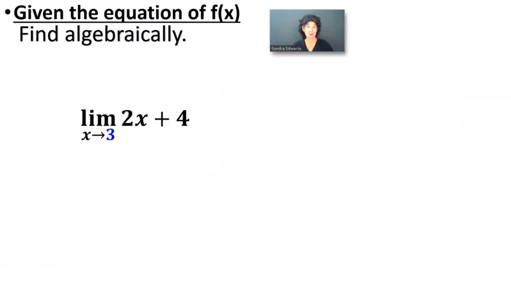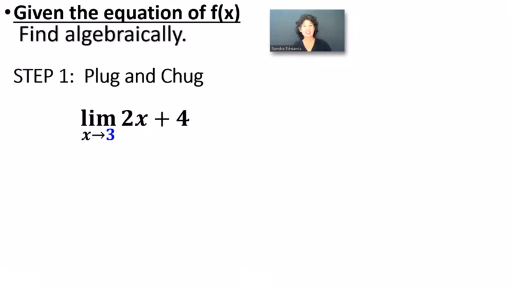The first step in evaluating a limit algebraically is what I call plug and chug. In other words, you're just going to substitute the number you're getting close to and then simplify. Substituting in 3 into 2x plus 4, simplifying, I get 10. 10 is the answer to this limit.